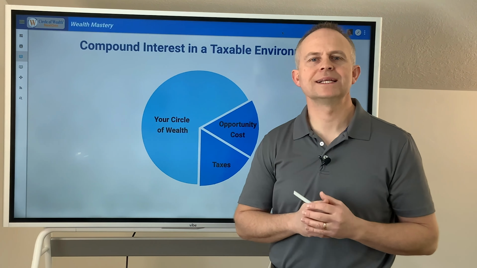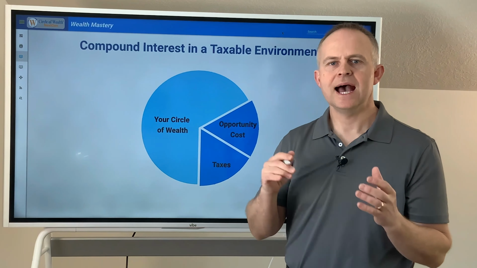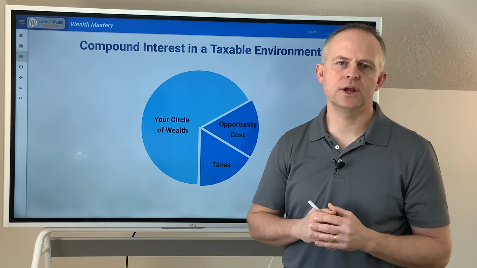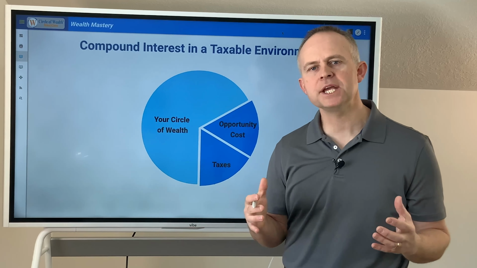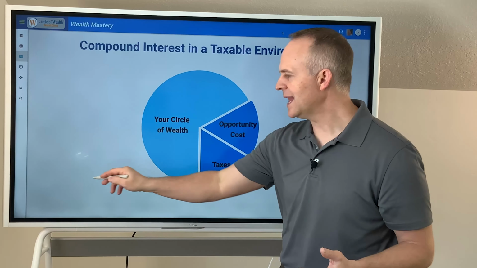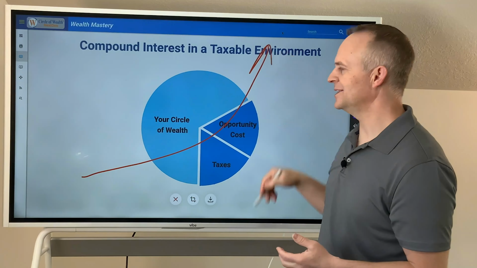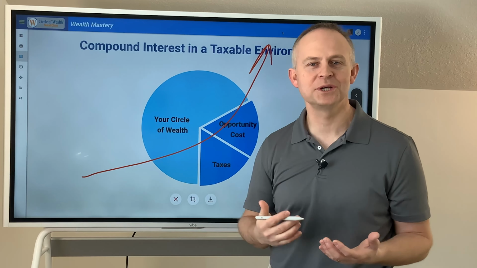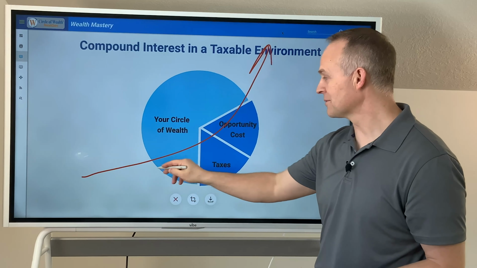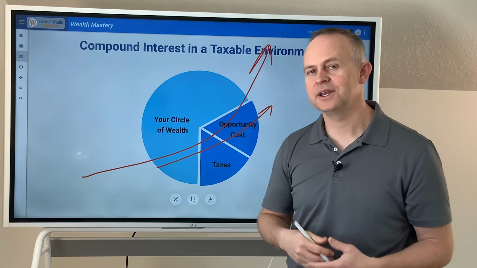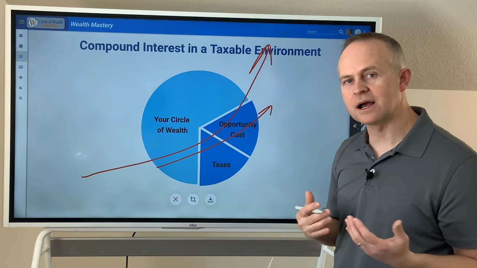Okay, so now let's take a look at how taxes have a direct impact on the growth of your money. In Module 1, we talked about building your financial foundation. We talked about compound interest and how compound interest doesn't just look like this. There's a lot more to it. In fact, we looked at the impact of losses and how that can really have a negative impact on the growth of your money and on compounding interest.